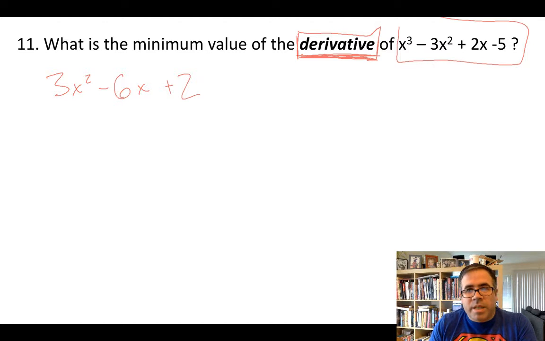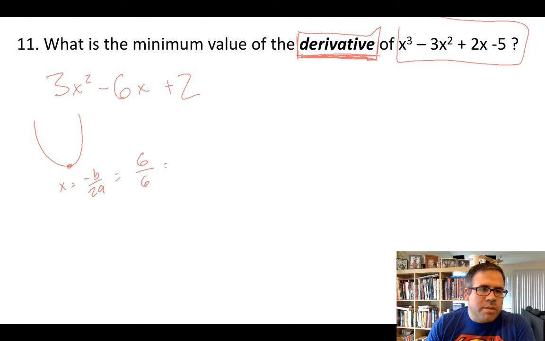Okay. Now, this is a quadratic equation. So once again, I've given you two options by having this problem. There is the option of, wait a minute, the minimum value of a quadratic equation happens at the vertex. And I can find the vertex because I know the x of the vertex is equal to negative b over 2a, which is just 6 over 6, which is 1.